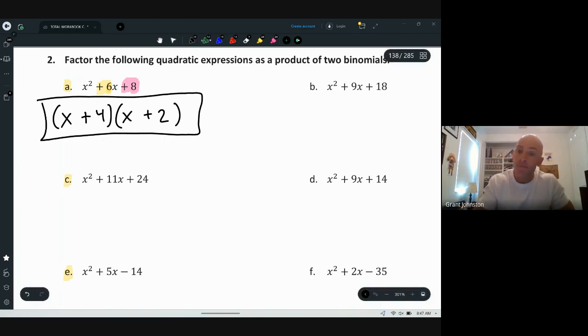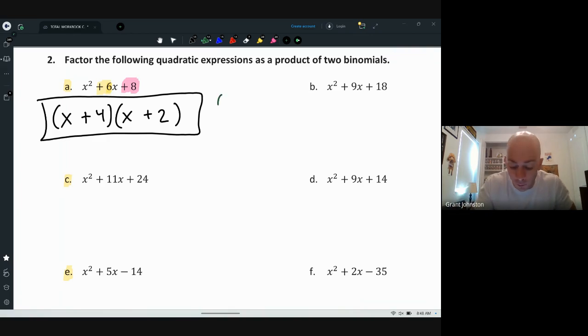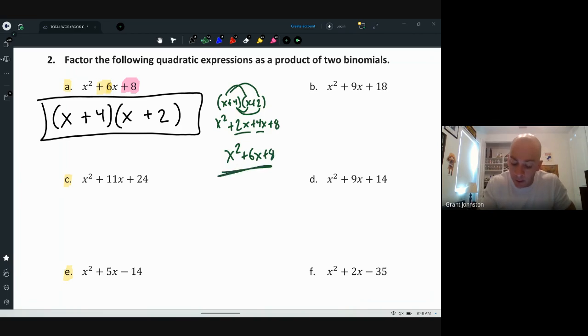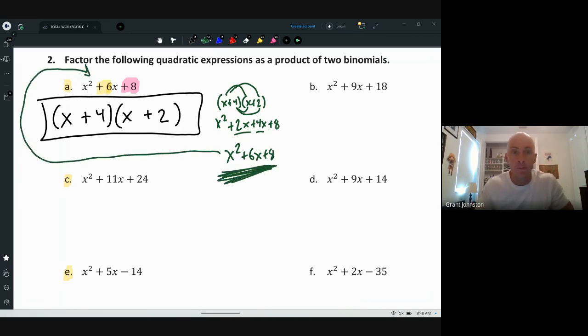And again, to check your work, you can distribute. You don't need to write what I'm about to write here, but to check your work: x times x, x squared, x times 2, 2x, 4 times x, 4x, 4 times 2, 8. The 2x plus the 4x makes 6x. Look at that. That is the same as the original expression. That means I did it correctly.